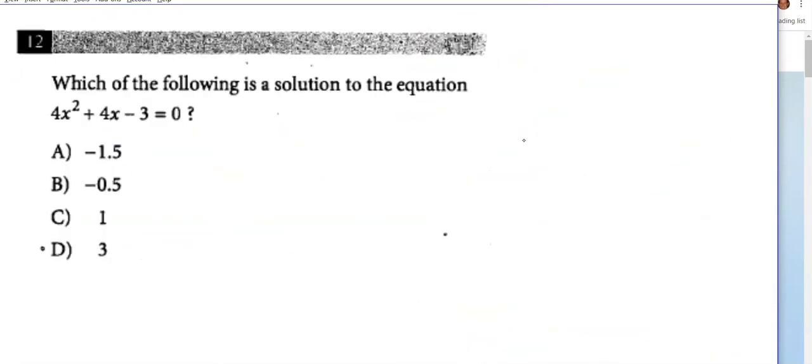That's it for the screencast. Actually, let's do one more thing. Let's do the PSAT. Which of the following is a solution to the equation there? Stop it. Try this one.